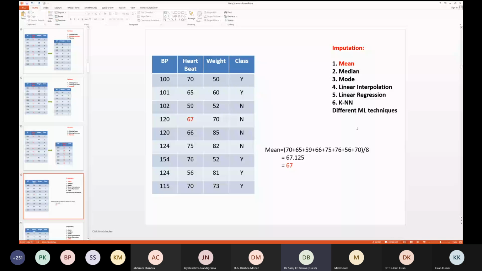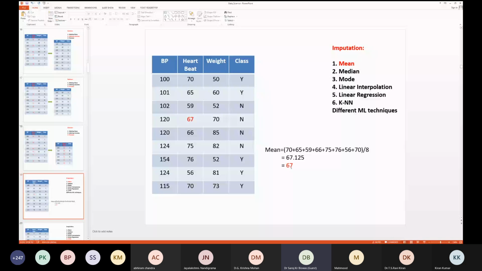For example, we are going to impute the data using the mean. How are we going to find the value here? We find the mean of this column, except this missing value. We have written here 70, 70, 65, 65, 59, 55, like that. We took all the values, found the mean, and the mean becomes 67. Now this 67 becomes the imputed value for the missing value. In that way, imputation can be done.